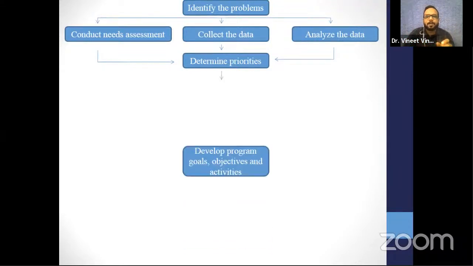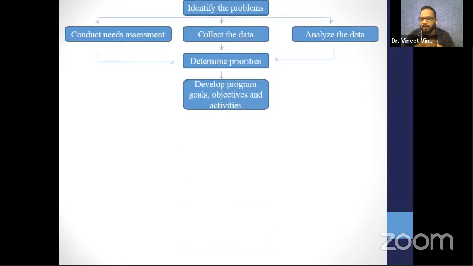Then, after determining the priorities, you will develop program goals, objectives, and activities. What is your short-term goal? What is your long-term goal? You want the caries to be reduced in 5 years. You want the caries rate reduced after 10 years. That is what you determine as the goal. And then among that will come objectives and activities, what you are planning to conduct.